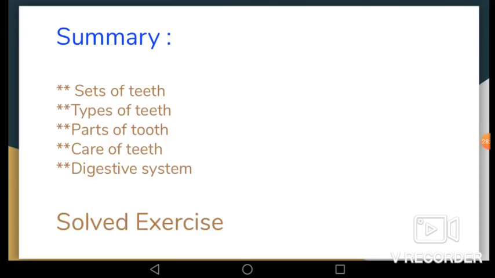So in today's lecture, we have covered a few topics like sets of teeth. There are two sets, temporary set and permanent set. Then the second topic, types of teeth. According to their function, there are four types: incisors, canines, premolars and molars. The third is parts of a tooth, meaning the structure of a tooth. Fourth, care of teeth, and the last is the digestive system. Then we have solved the exercise of lesson 2.